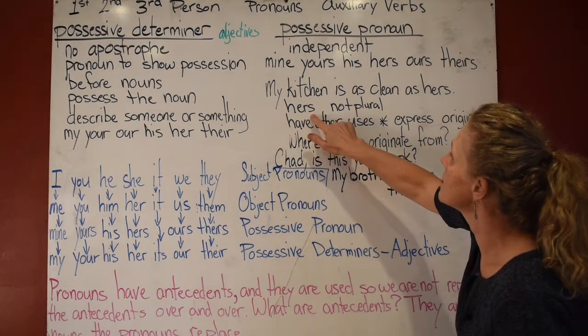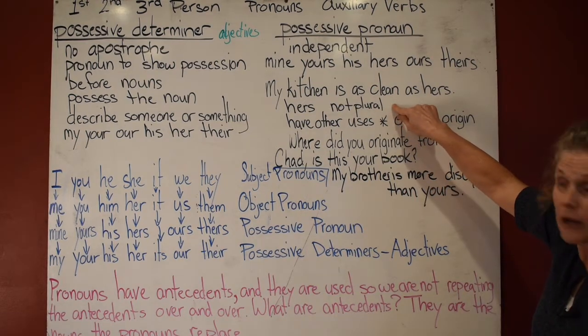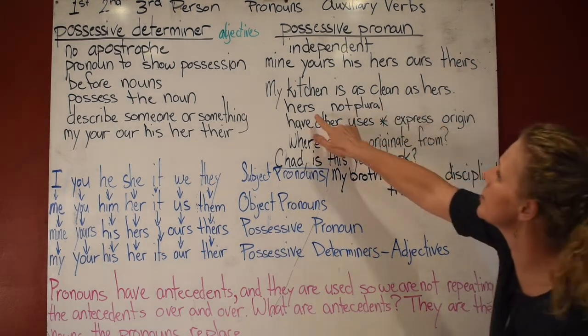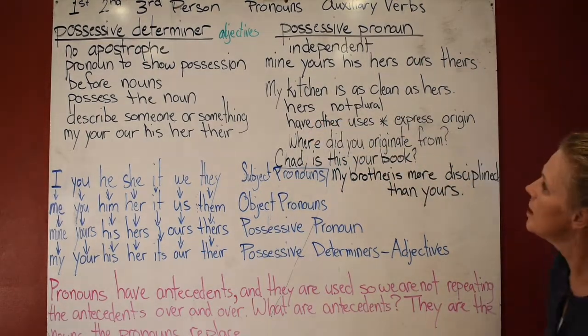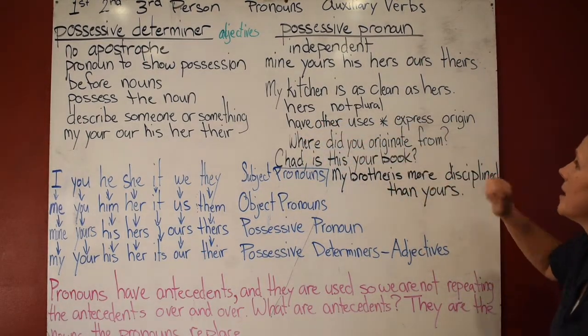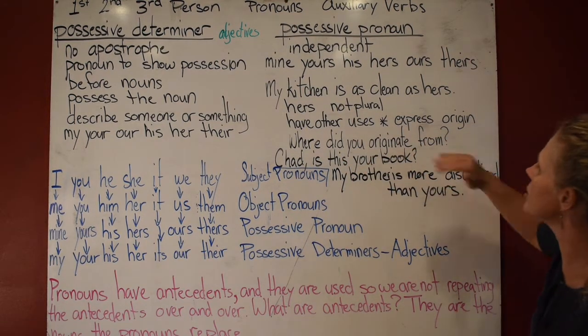So hers, like this, hers, ours, and theirs, these are not plural. They are not considered plural, even though they look like it, that they have the plural S on there. They're not considered plural. So they also have other uses. They express origin. All right? Where did you originate from?